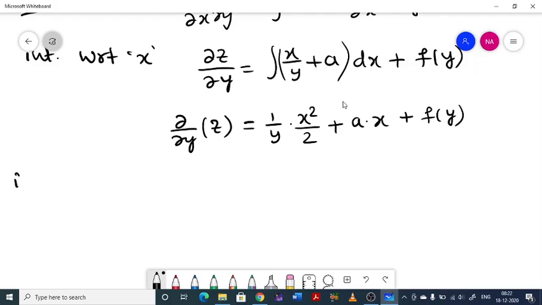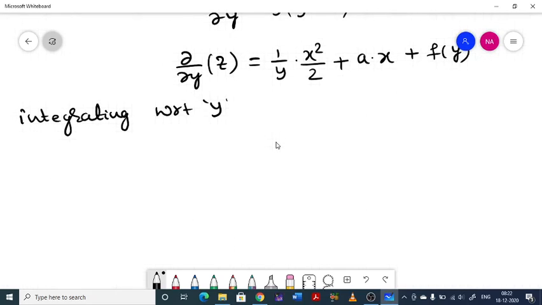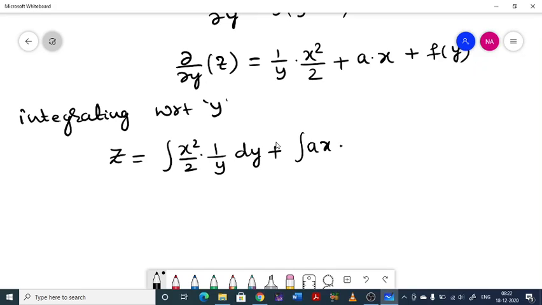Now integrating with respect to y, I have to treat x as constant. So integrating this with respect to y, this term ∂/∂y will be removed. So I will get z equal to the integral of x square by 2 into 1 by y dy plus the integral of ax dy plus the integral of f of y dy plus the constant term. Here we have integrated with respect to y, so this constant term should be free from y. It may be g of x.